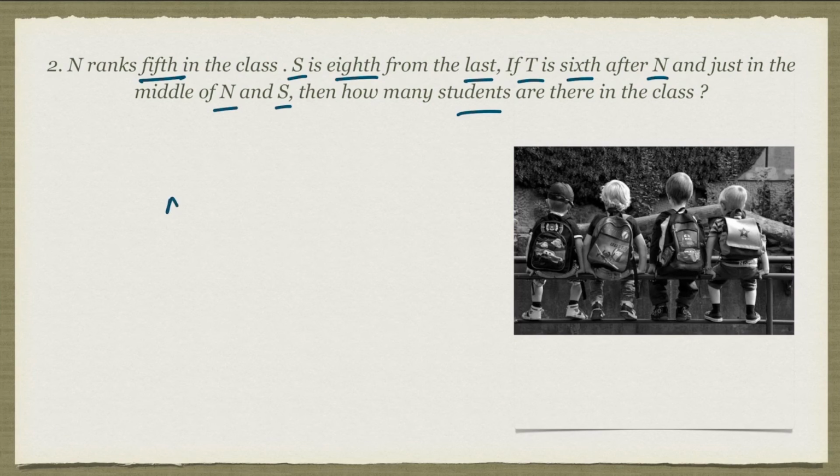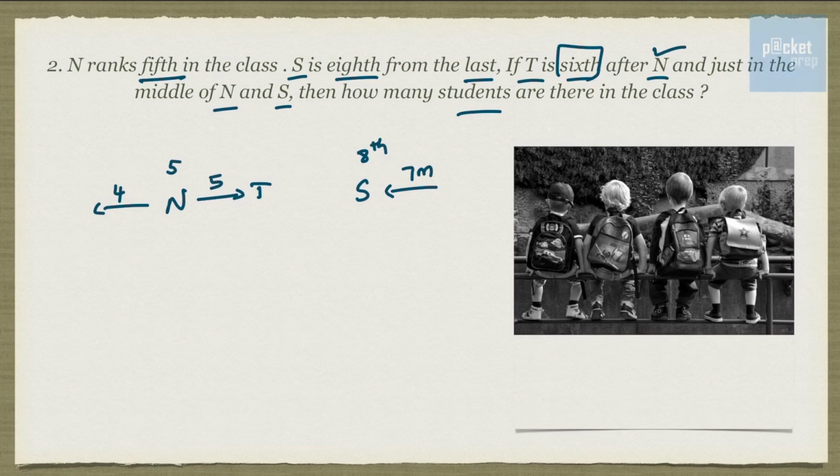He said that N ranks 5th in the class. It means that there are 4 people before N, and N is the 5th one. And he said that S is 8th from the last. So there are 7 members after S, and S is the 8th one. T is 6th after N. So between N and T, there are 5 members, as T is 6th after N.